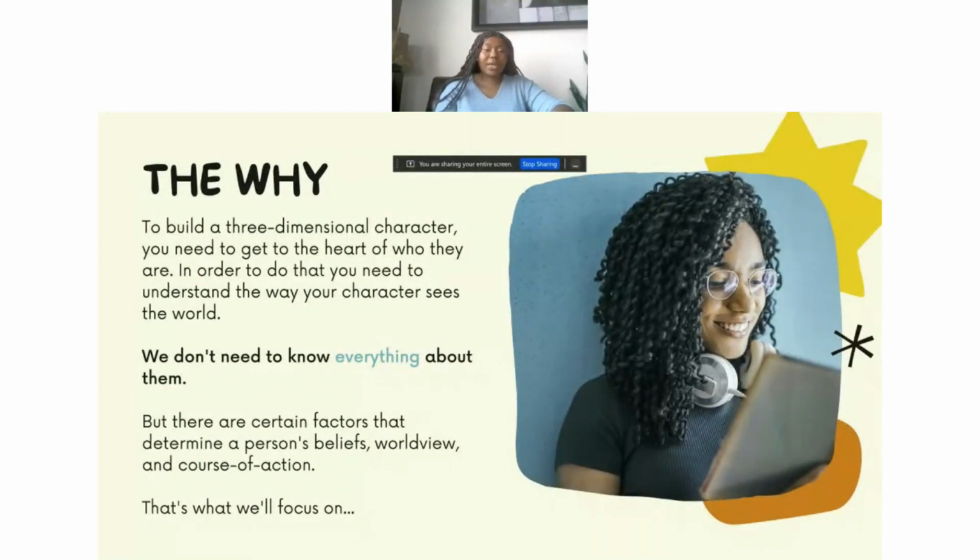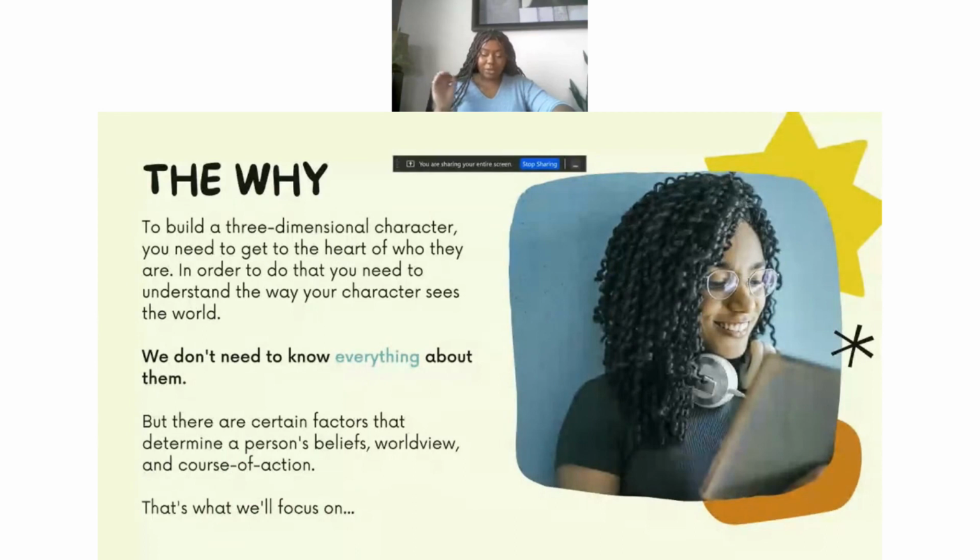So to build a three-dimensional character, you need to get to the heart of who they are. You need to get to their soul, to their core. In order to do that, you need to understand the way your character sees the world. The problems we talked about in the last slide, where you have characters with no defined personality or wildly swinging from one extreme to the other, tend to happen because the author has no idea why their characters act the way that they act. They don't know how the characters see the world. And so basically they just guess or do whatever the story demands.